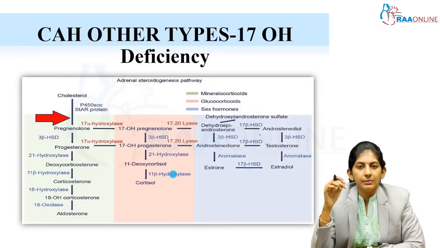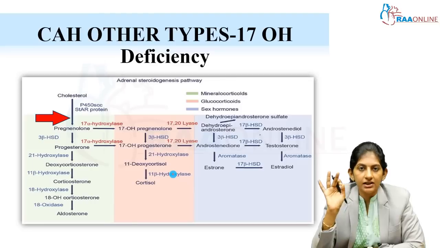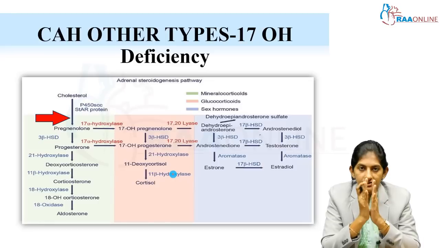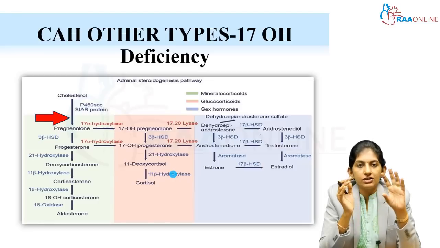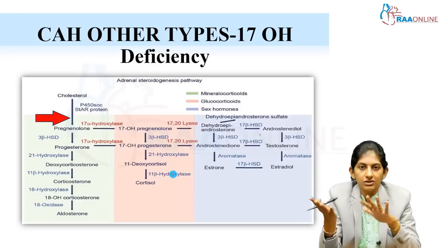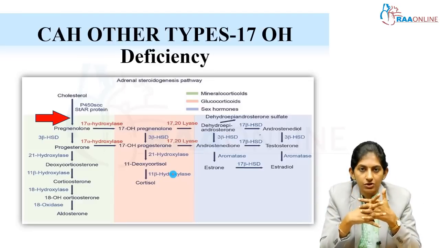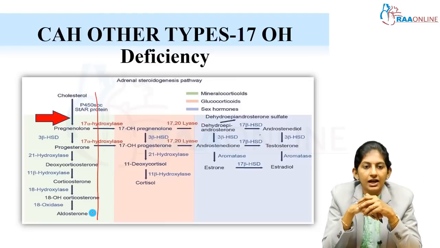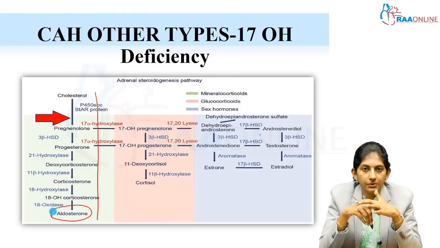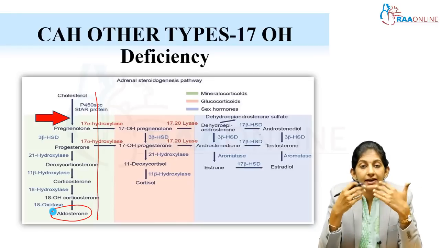Okay. So, coming to the third type of CAH, this is 17-hydroxylase deficiency. 17-alpha-hydroxylase is the intermediary enzyme between the mineralocorticoid and glucocorticoid pathways. So, this is not going to convert pregnenolone and progesterone to 17-hydroxypregnenolone and 17-hydroxyprogesterone. Again, here it is getting cut off. So, aldosterone will be produced. There is no problem, right? So, mineralocorticoids are in excess.